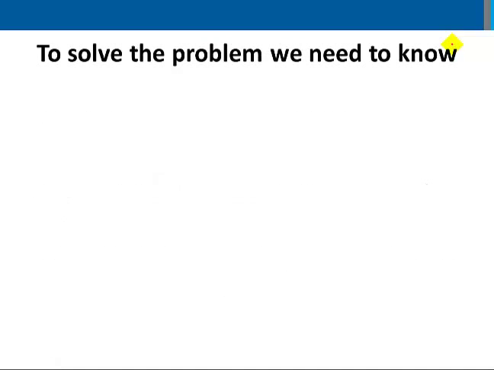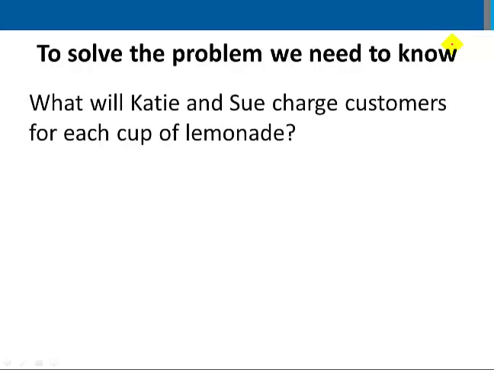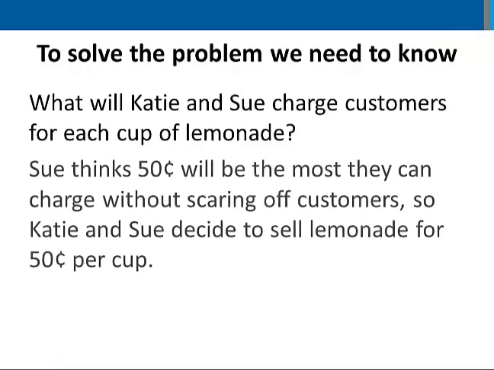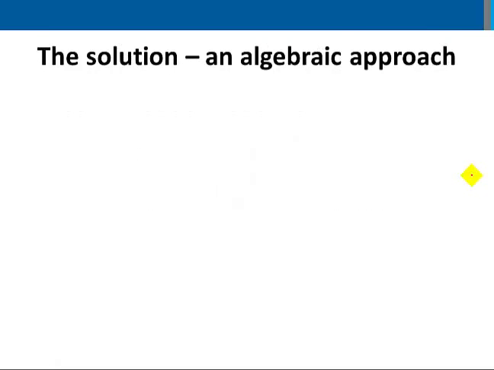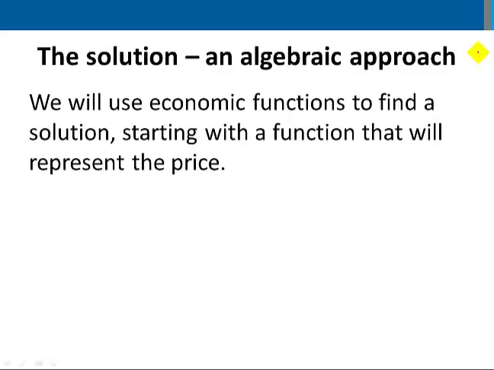To solve the problem, we need to know: what will Katie and Sue charge customers for each cup of lemonade? Well, Sue thinks 50 cents will be the most they can charge without scaring off customers, so Katie and Sue decide to sell lemonade for 50 cents per cup. The solution: an algebraic approach. And we are using algebra here, although we might be able to solve this problem by just thinking it through. We will use economic functions to find a solution, starting with a function that will represent the price.